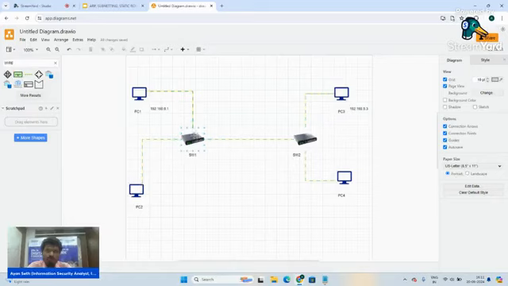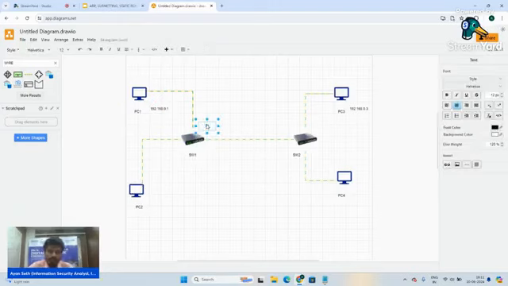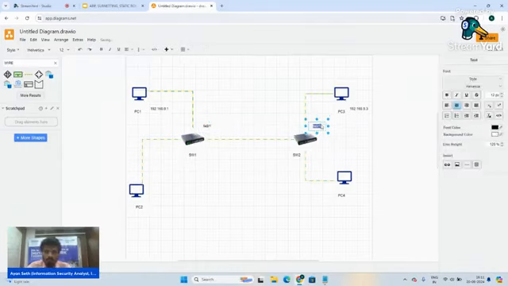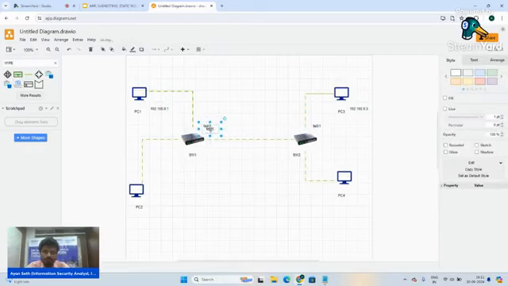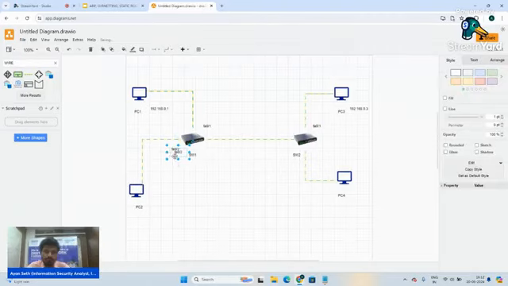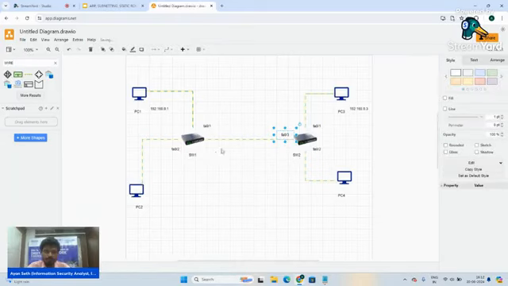Now switch 1 has learned the MAC address of PC1. Let's name the interfaces. Let's name it FA01. Why FA01? That stands for Fast Ethernet. This is also FA01. This is FA02. This is also FA02. And this is FA03. And this is also FA03.